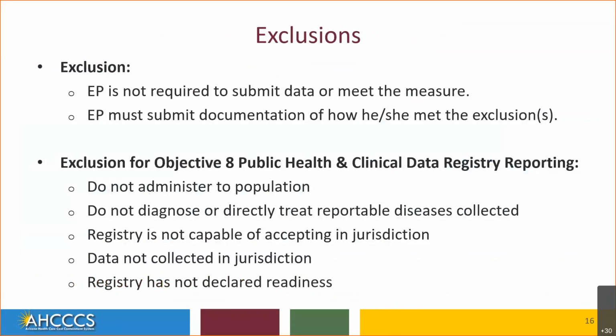So for exclusions, EPs are not required to submit data or meet the measure. However, the EP must submit documentation of how he or she met the exclusions that are claimed. Exclusions for Objective 8 are: the EP does not administer to that population for the appropriate registry; the EP does not diagnose or directly treat reportable diseases collected; the registry is not capable of accepting data in that jurisdiction; the data is not collected in that jurisdiction; and the registry has not declared readiness yet. And we'll go over those exclusions in more detail later.